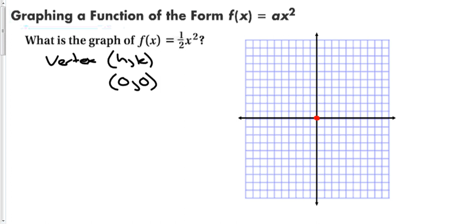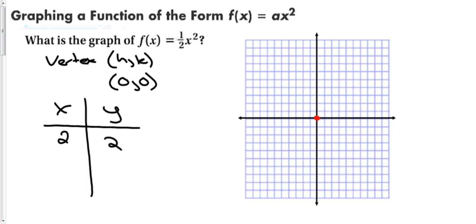Okay. Next, let's plot some points to the right and to the left of the vertex. Okay, well, in order to do that, we'll make a little graph. If I plug in 2 for x, 2 squared would be 4 times 1/2 would be 2. Okay, plot that point. Let's put one more. 4. I'm picking even numbers because I'm going to eventually multiply them by 1/2, and I don't want to get a fraction. Okay? So plug in 4. 4 squared is 16, so I would get 8.